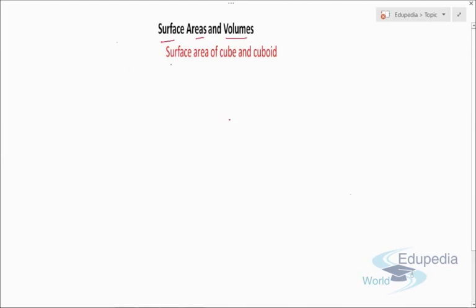Now in this video we'll discuss basic concepts of surface area of cube and cuboid, which are very important from the exam point of view, since most of the questions will be based on surface area of cube and cuboid. However, there are some complex figures in which one or two parts can be a cube or cuboid, so that's why it's very important to know how we can find the surface area of cube and cuboid. So let's get started.